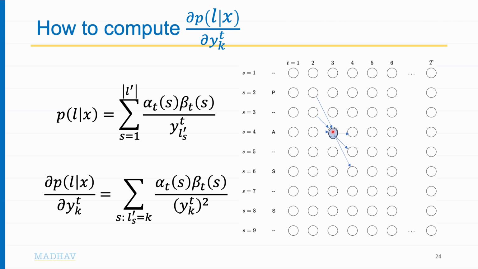If l dash s is not equal to k, which means this is my l dash s, but my k is somewhere here, then that derivative will become 0. The derivative will not appear.